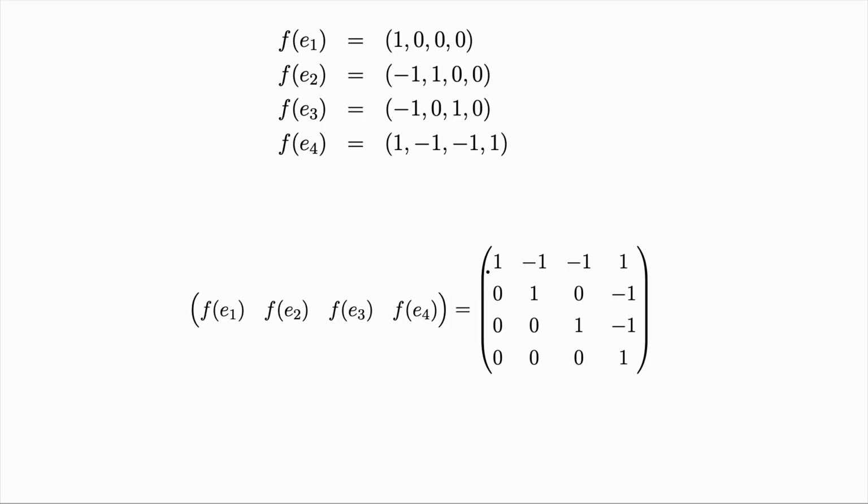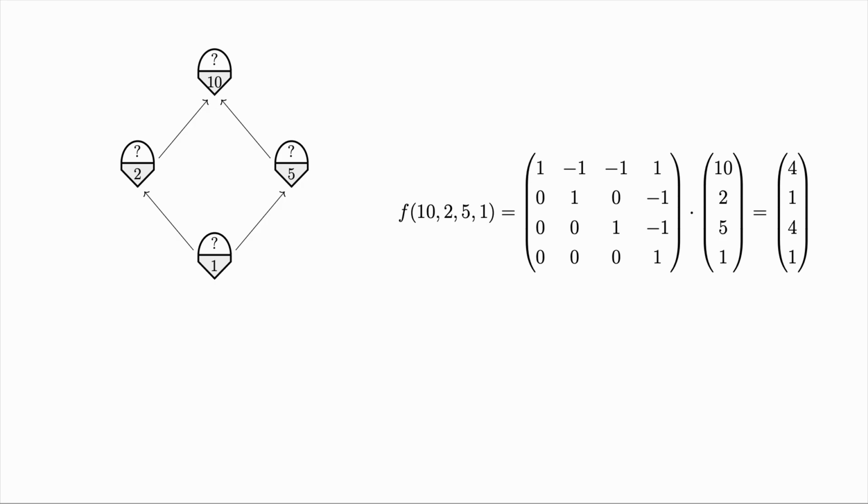The image of E1, the image of E2, of E3, E4, like that. So if I gave you a different set of sums, 10, 5, 2, 1, we can fill out these question marks by running a simple matrix computation.